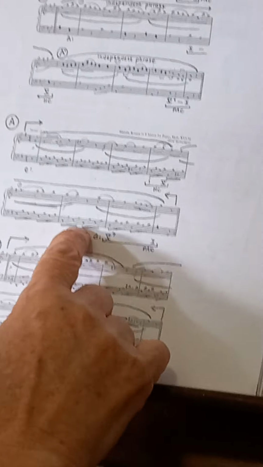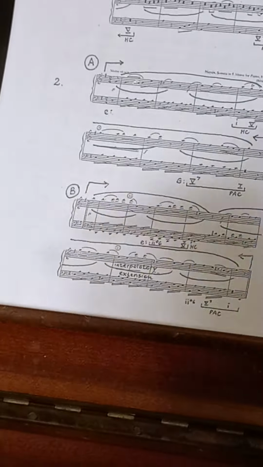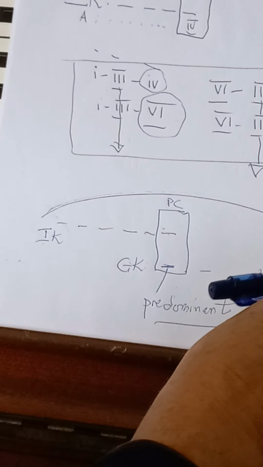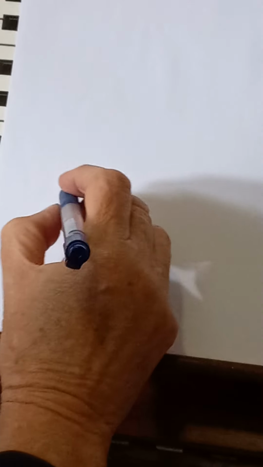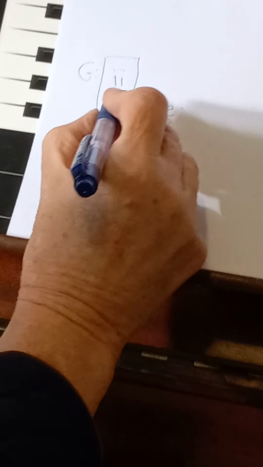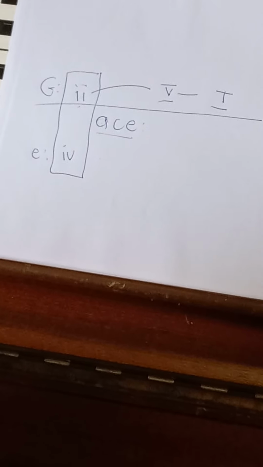Look at these two bars, or just this bar for that matter. The A minor chord. What is that in G major? The A minor chord, A, C, E. It's E minor's subdominant, and it's G major's supertonic. There you go. There's your predominant pivot chord, and then from there you go to 5-1 in G major. So you just carry on with a tonal sentence in G major.